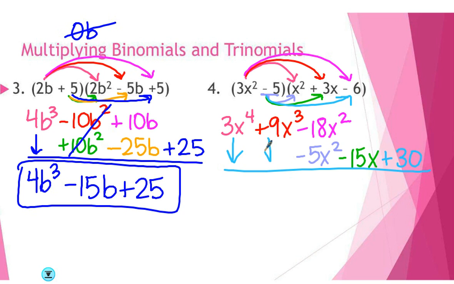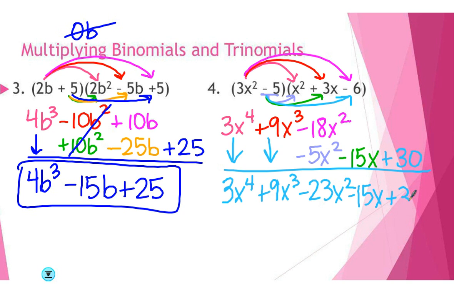This one didn't have anybody, neither did that one, so I have 3x to the 4th plus 9x to the 3rd minus 23x squared minus 15x, oh my gosh, plus 30. What do you think about that? So that one is just a long, beautiful answer. So get used to seeing things like that.